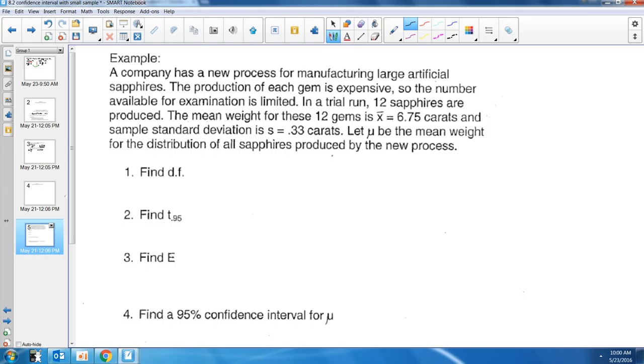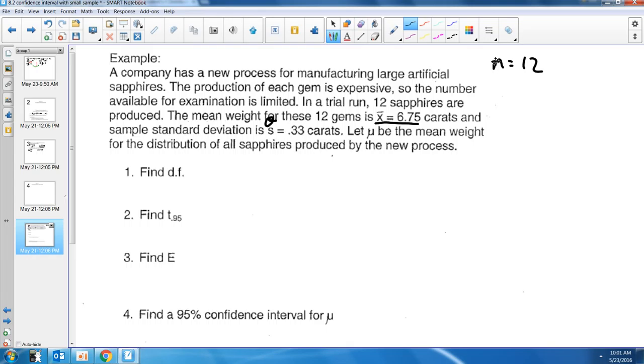And as you skim through the problem, you're going to see that in a trial run, 12 sapphires are produced. 12 is the sample size. So this 12 means n is equal to 12. I'm going to write that down. And then it says the x bar is going to be 6.75. That's the same x bar that we used before when I found my confidence interval. Same idea. This sample standard deviation, I'm going to say, is just my little sigma, and that's 0.33.